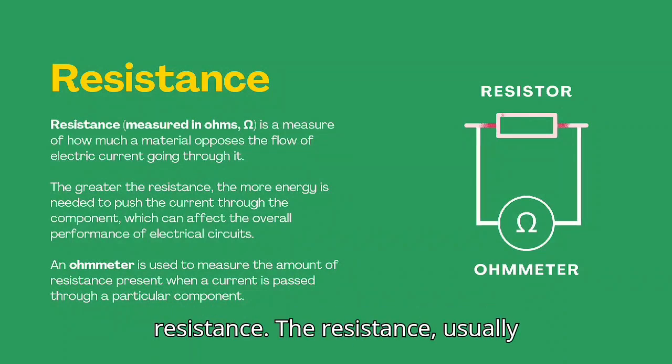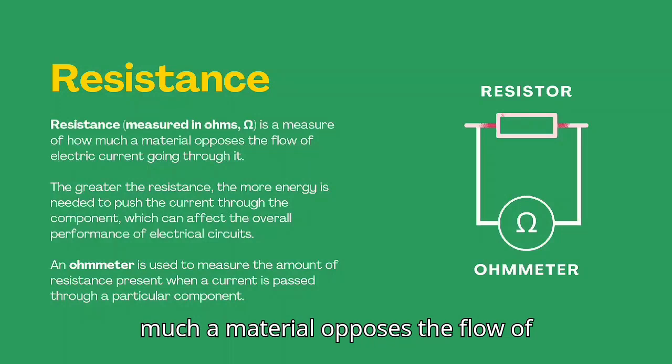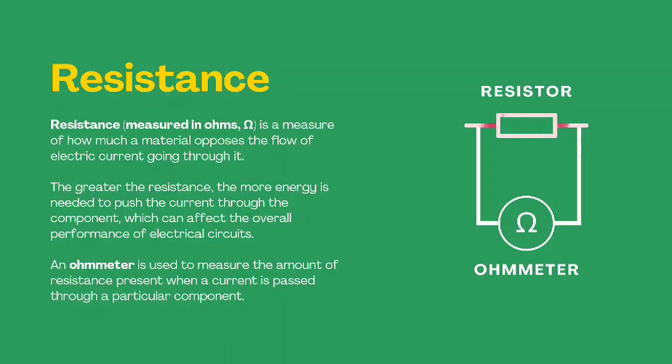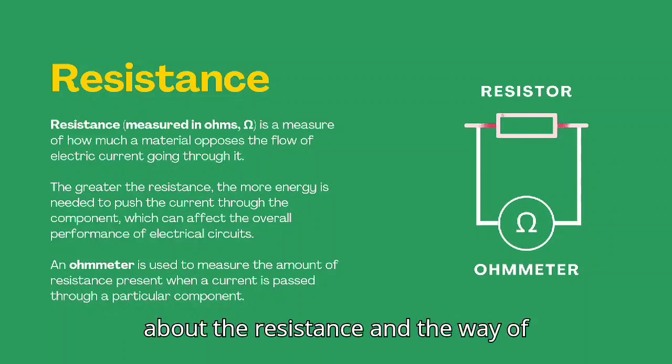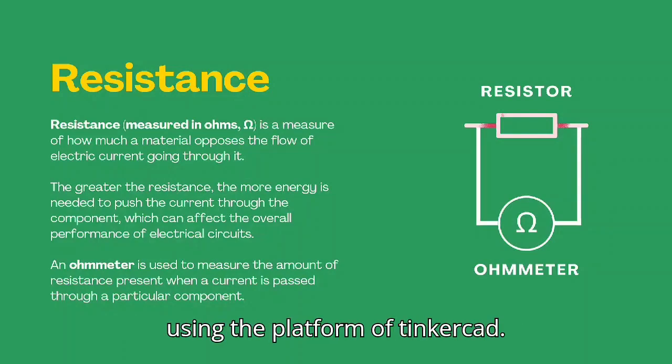The resistance, usually measured in ohms, is a measure of how much a material opposes the flow of electric current going through it. So after this, I'm going to explain more about the resistance and the way to calculate the resistance by ohmmeter using the platform of Interget.